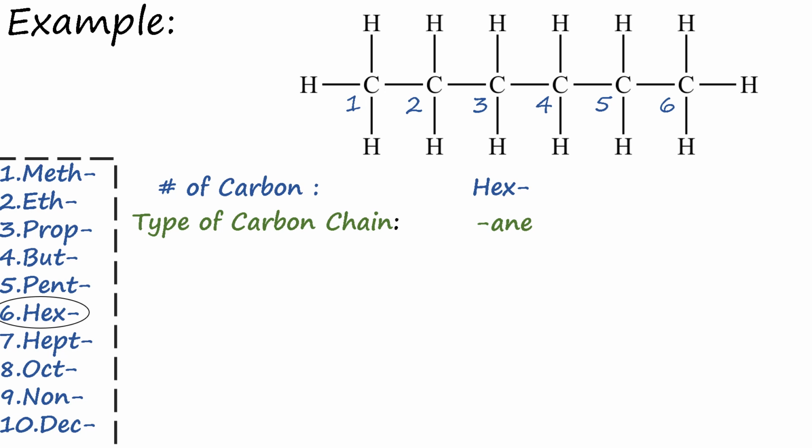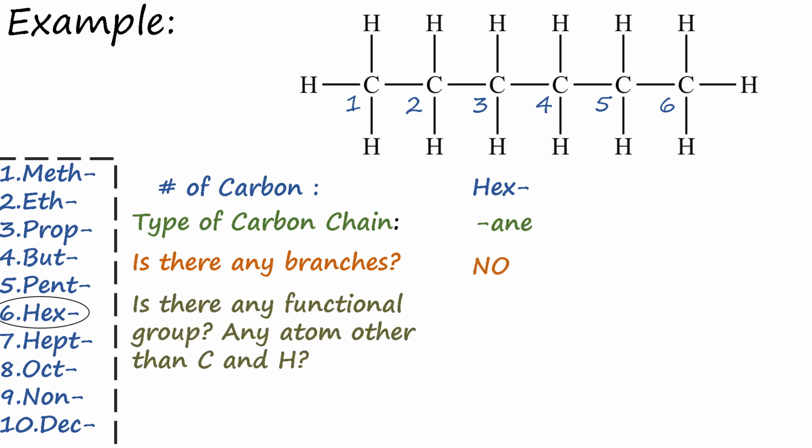And now we ask ourselves, do we have any branches in the compound? And the answer is no, since it's a straight chain, doesn't have anything coming off it. Is there any functional group, any atom other than C and H? I don't see any atom other than C and H, so the answer is no. That gives a final name of hexane.